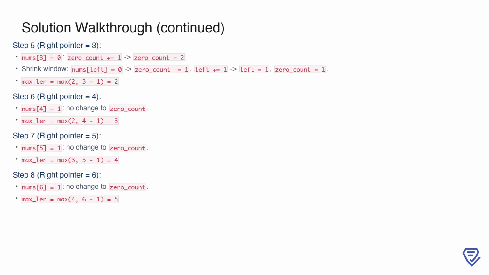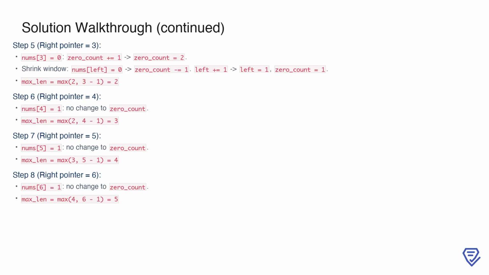At index 3, nums[3] is 0. Here, we increment zero_count to 2. Since we are only allowed one 0 within our window, we shrink the window by moving the left pointer forward until the zero_count decreases back to 1. We achieve this by moving left to 1 and decrementing zero_count to 1. After adjusting the window, the subarray length is recalculated as 3 minus 1 equals 2, so max_len remains 2.